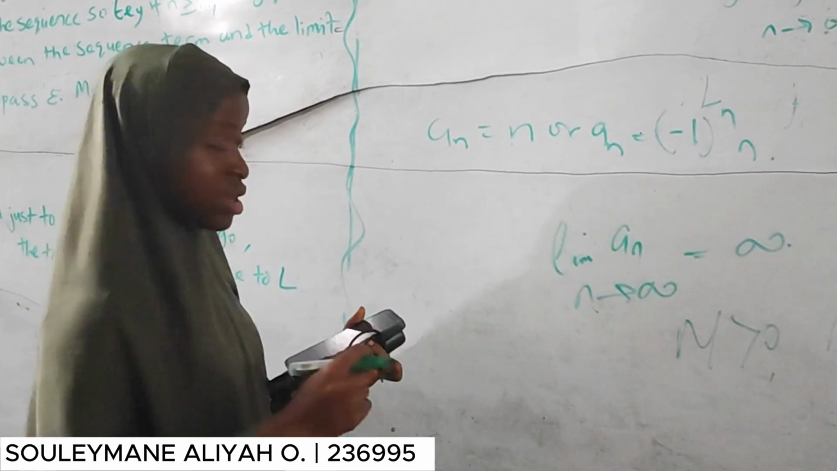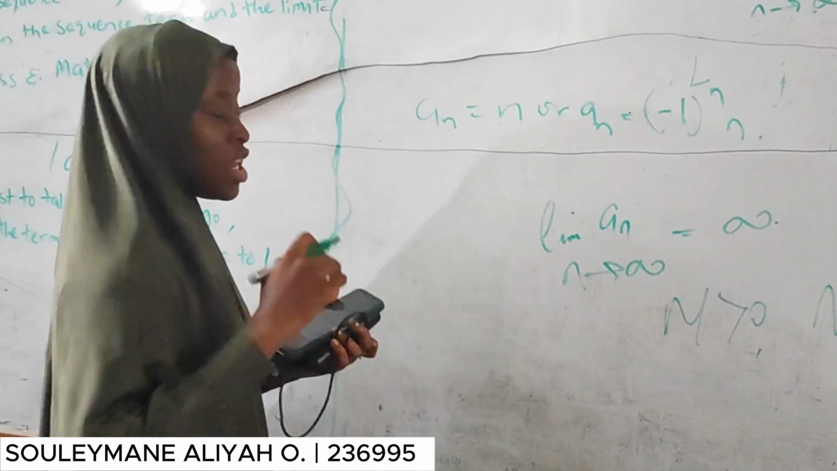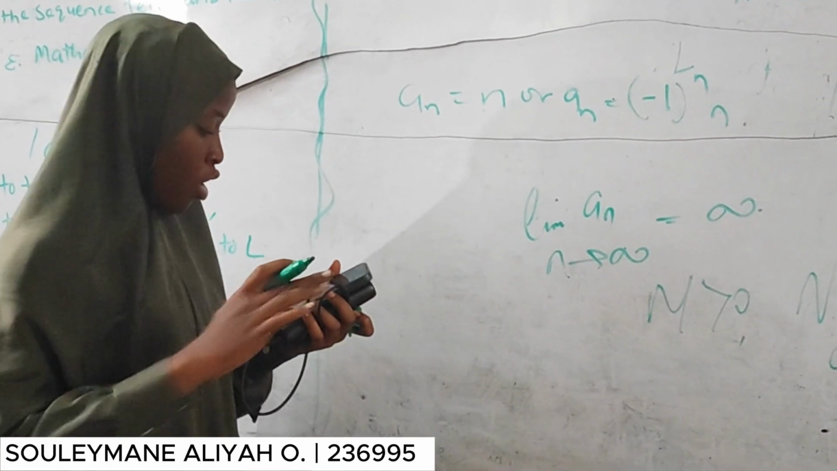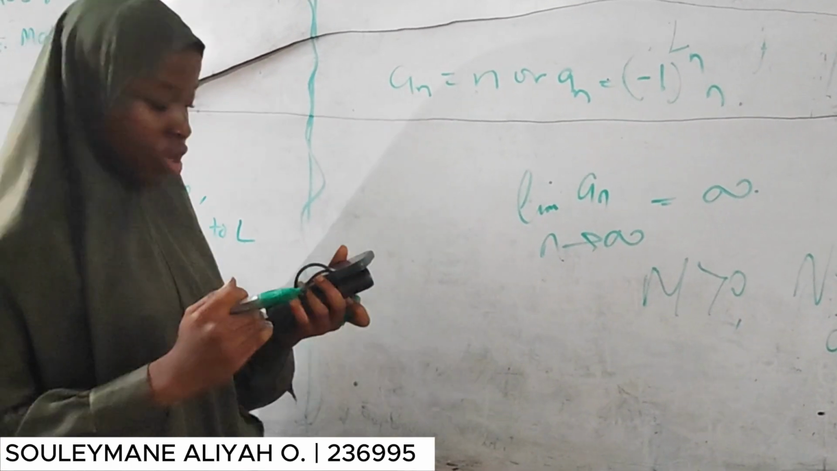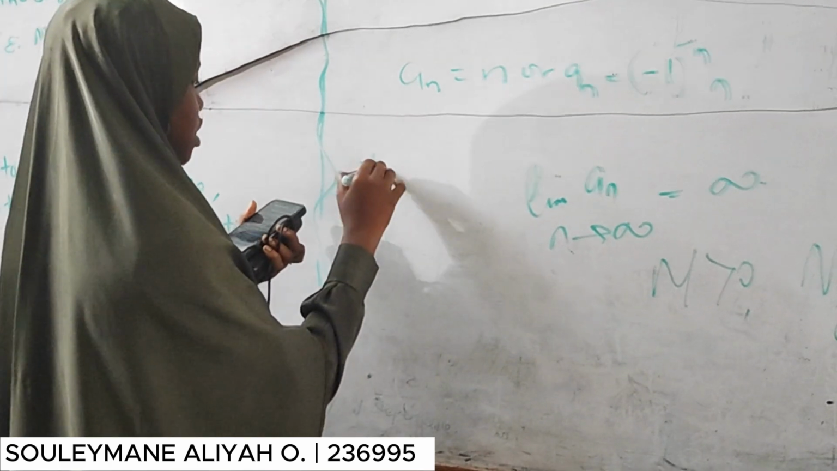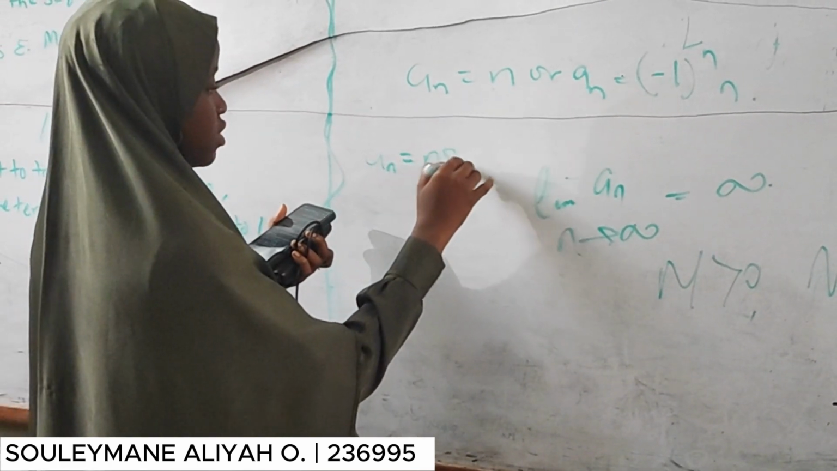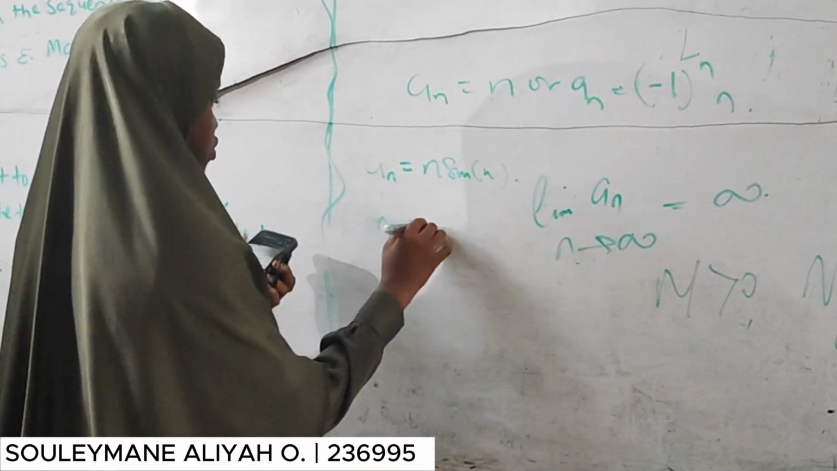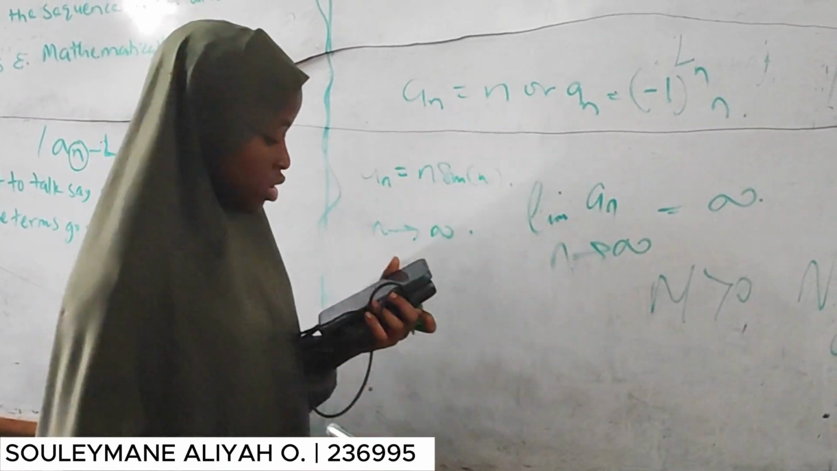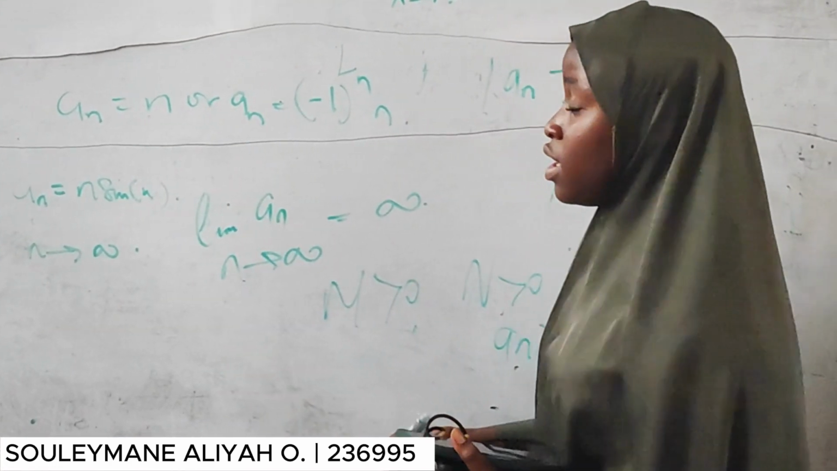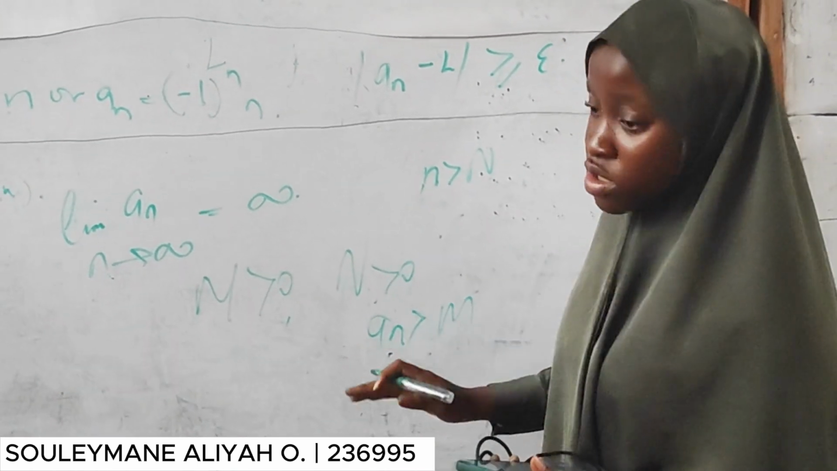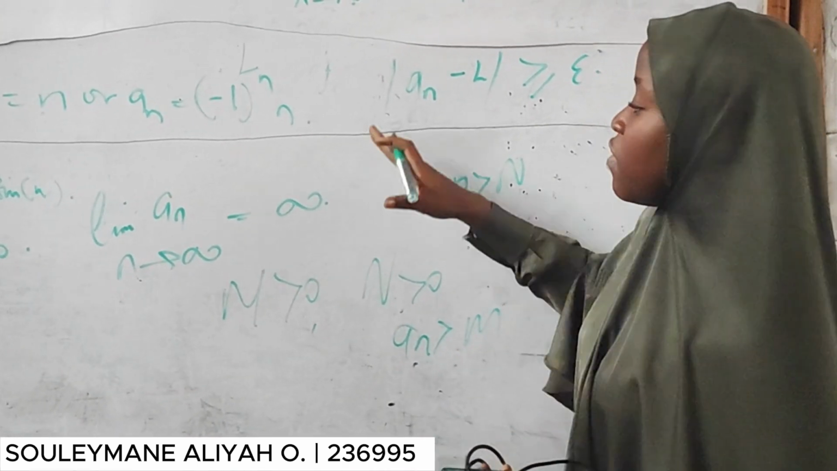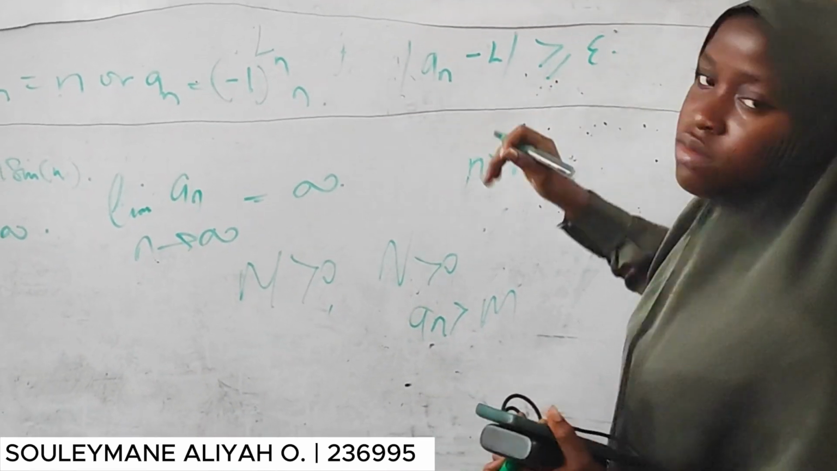Undefined limits, as another example of divergence, is a sequence that has no trend or limit. For example, a_n is equal to n sine n. It fluctuates in value as n tends to infinity. Note, divergence is, like I said earlier, a sequence that does not converge to any value and doesn't have a final value, which means it always goes. Thank you.